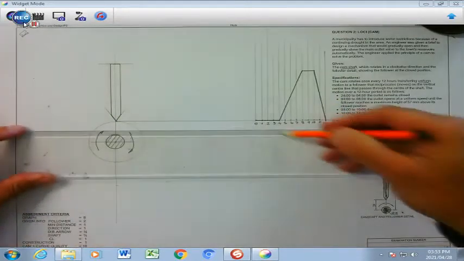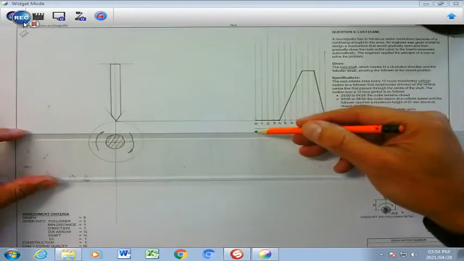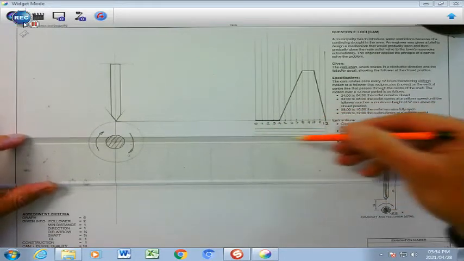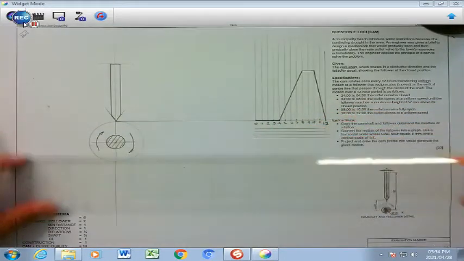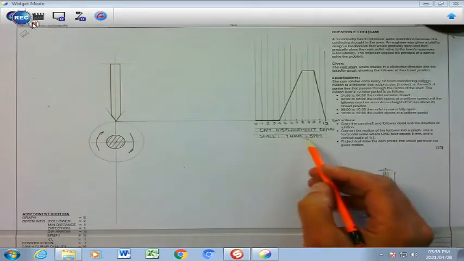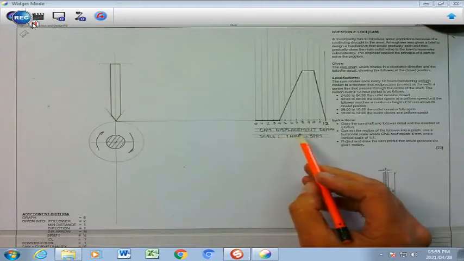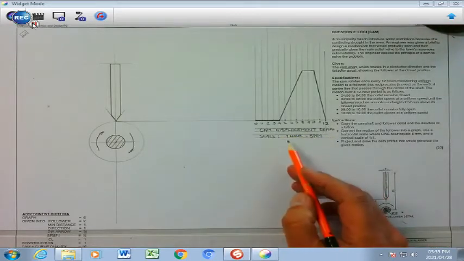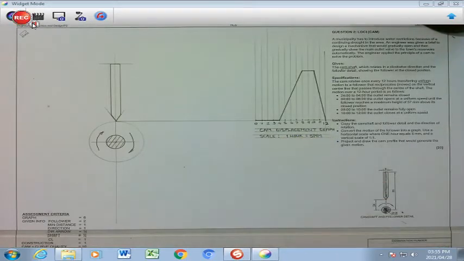So it's very important to print your cam displacement diagram and the scale below that as well. Let's do that quickly as we finish off this drawing. So there I've labeled that very clearly, cam displacement graph, the scale of 1 hour equals 5 millimeters.